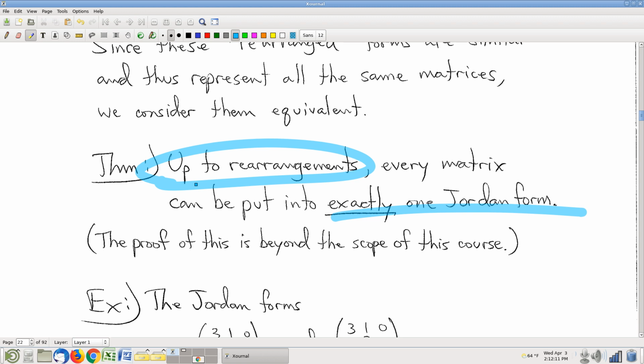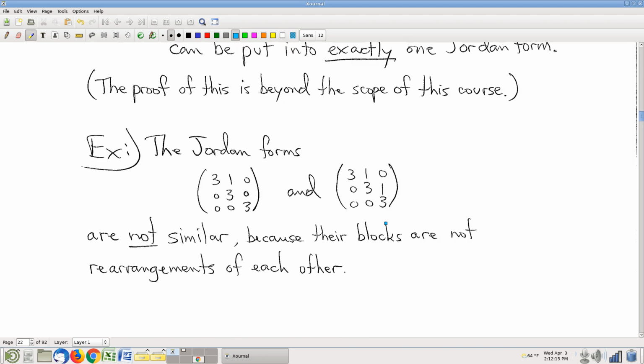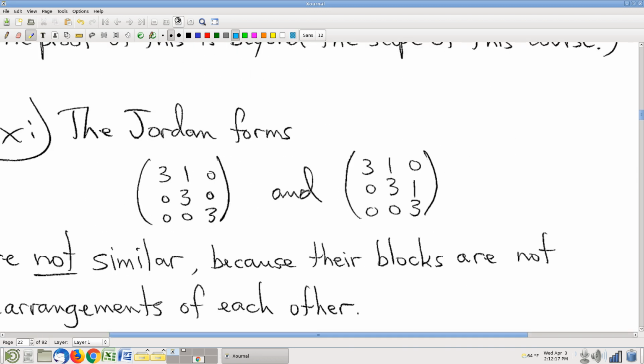Okay, so nice result. Here's a quick application. Let's look at these two matrices here. So we have basic Jordan blocks like that, whereas here, well, there's just the one basic Jordan block. The theorem that we just got through saying is that other than rearrangements, all matrices have exactly one Jordan form.